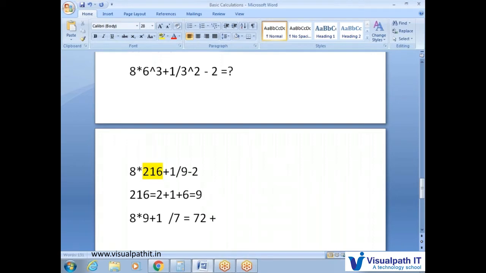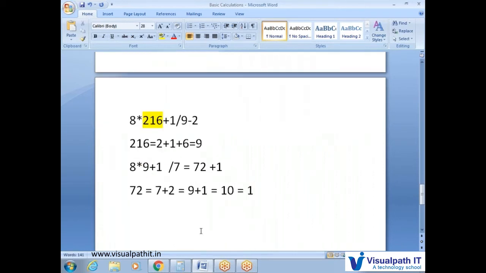72 plus 1. So 72 means again a double digit number. 72 is equal to 7 plus 2, that is equal to 9. So 9 plus 1, what is the answer? 9 plus 1 is equal to 10. 10 means a double digit number. Converting into a single digit, that is equal to 1.